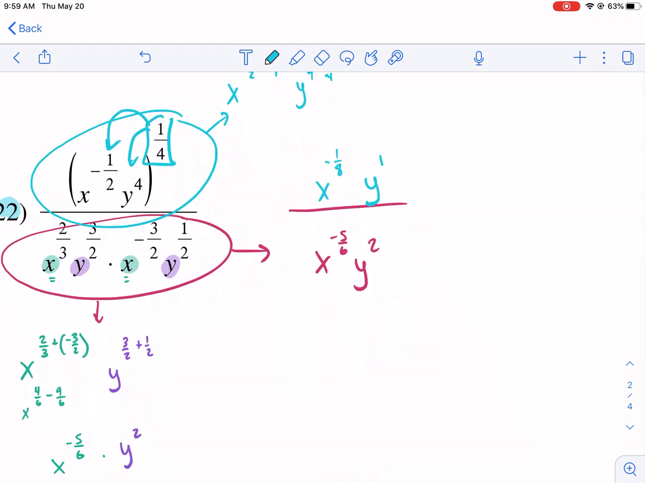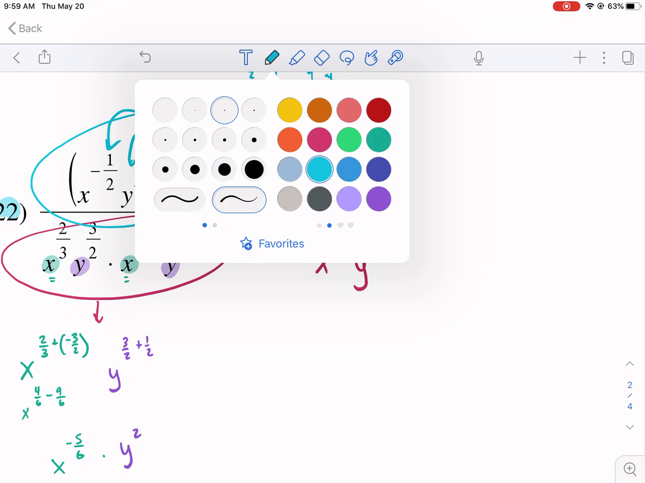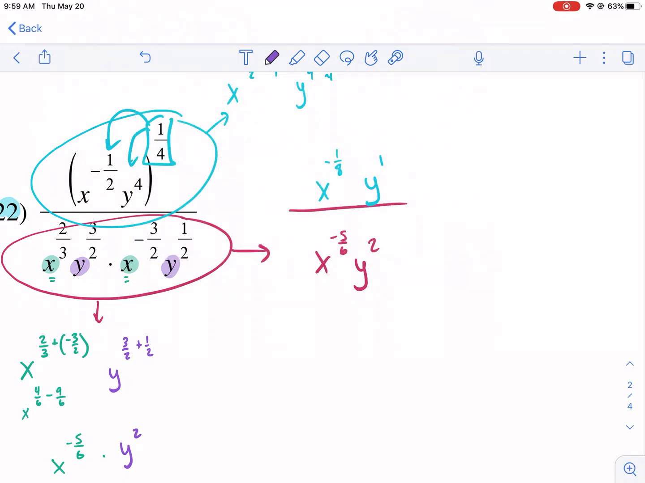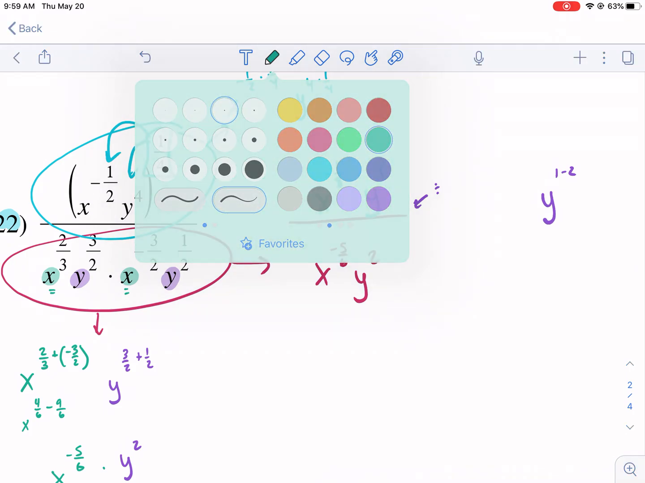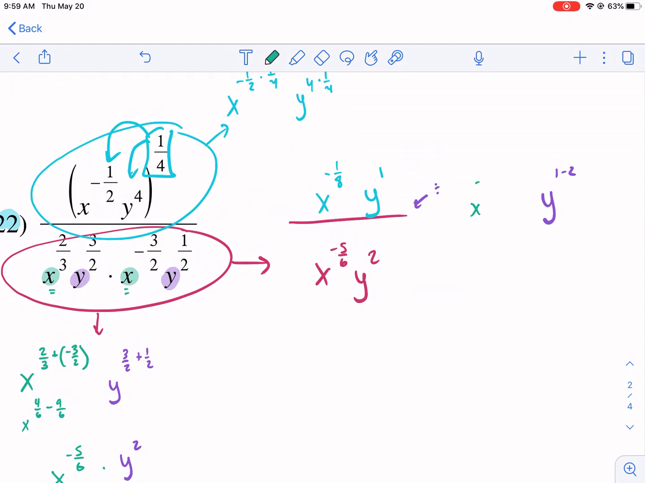Okay, the y's. Let's go to the y's again. Let's change it to purple. Where this is going to become y to the 1 minus 2, because this is division, and when you have like bases dividing, you subtract the exponents. We're going to go to the green. The green is going to be the x's. We have x to the negative 1 over 8 minus a negative 5 over 6. And we can simplify the y's pretty easily. That's going to be y to the negative 1 power.